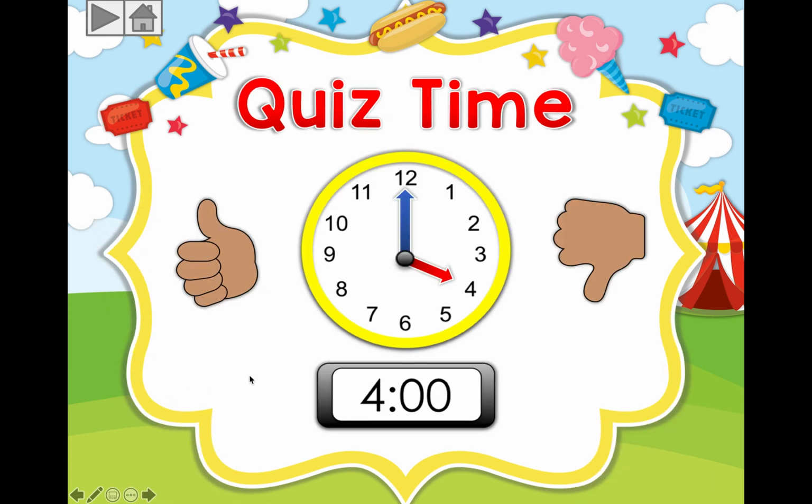Now let's look at this one. Is this correct? They are saying that this clock shows 4 o'clock. Is that correct? Thumbs up if it's correct. Thumbs down if it's wrong. If you've guessed that it's correct, amazing job.